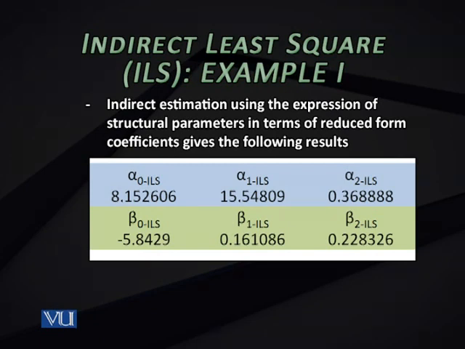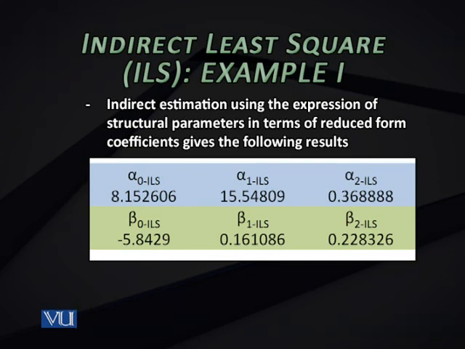This means we indirectly use the values of the structural parameters to find this value. And as you are seeing, this value is 8.15. Similarly, alpha 1, alpha 2, beta naught, beta 1, beta 2, all have ILS in their subscript. I have put this subscript to identify that these are not the OLS estimations, these are the ILS estimations.